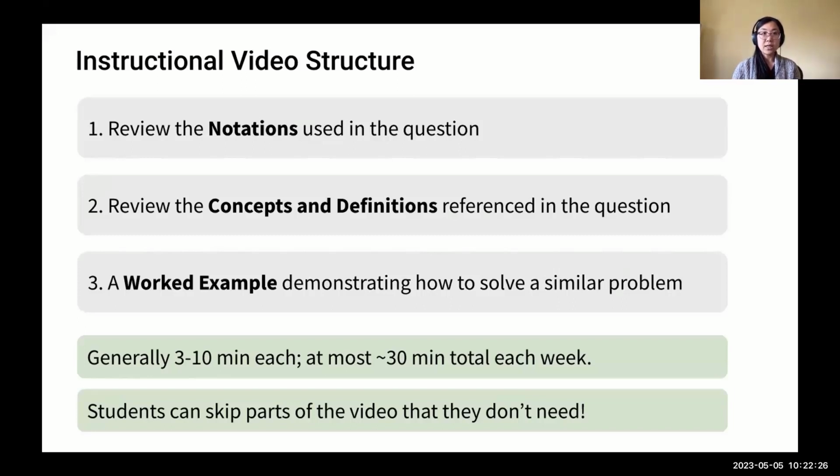Our intention is that students can skip parts of the video that they don't need so that the review is time efficient, but that if they do need the support, then the resources are there for them.